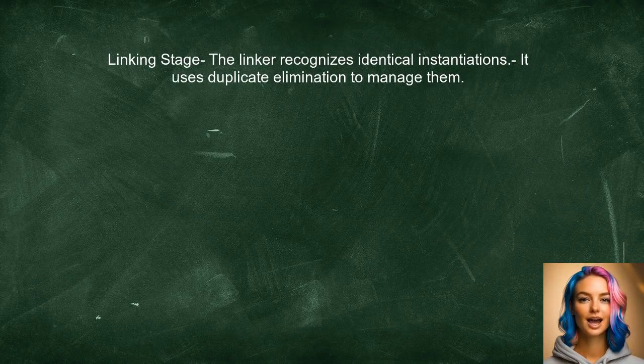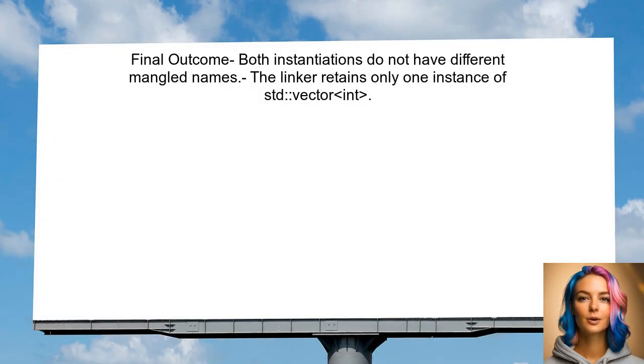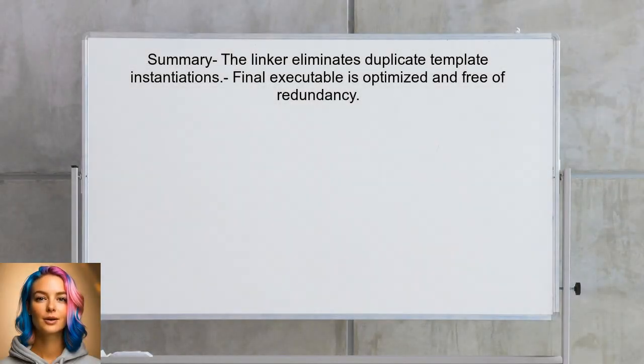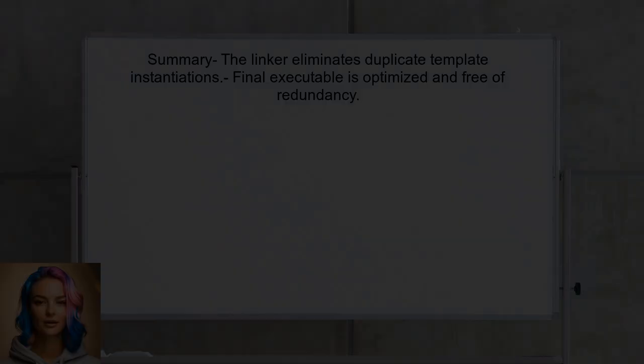Now, when the linker processes these object files, it recognizes that both instantiations of std::vector<int> are identical. The linker uses a process called duplicate elimination to handle this. As a result, both instantiations do not have different mangled names. Instead, the linker will keep only one instance of std::vector<int> in the final executable, effectively removing the duplicate. In summary, the linker efficiently manages identical template instantiations across translation units by eliminating duplicates, ensuring that the final executable remains optimized and free of redundancy.